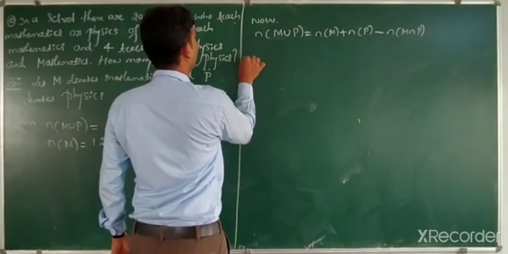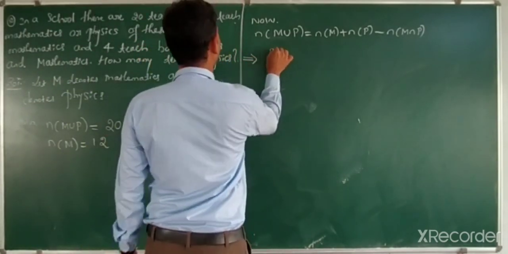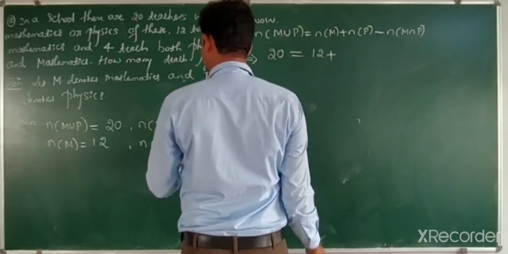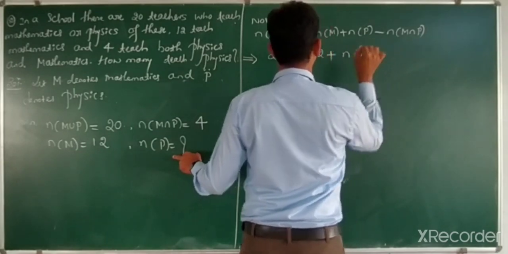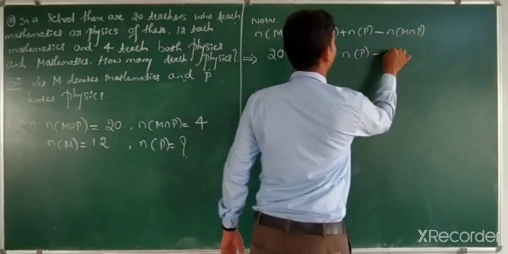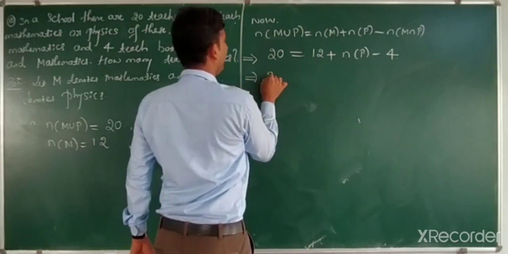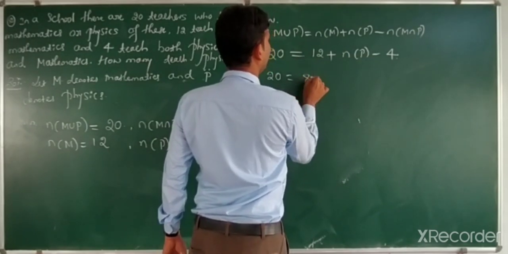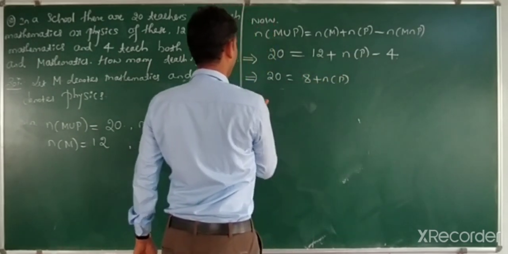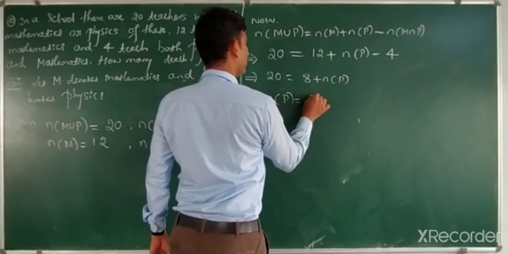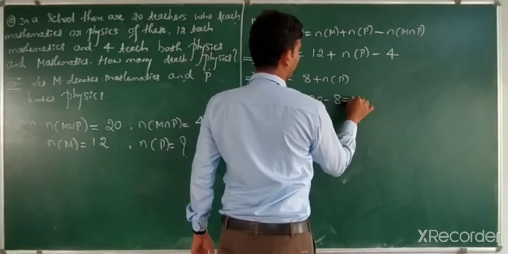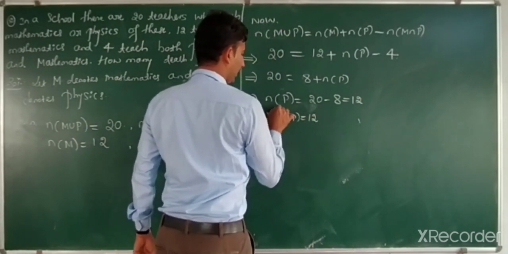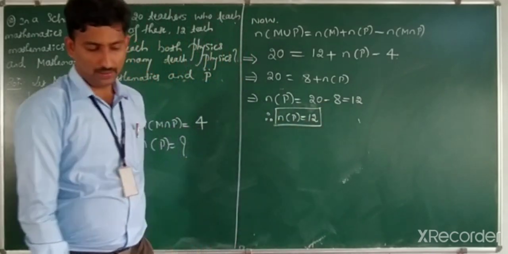P, which implies N of M union P is 20, which is equal to N of M, which is 12, plus N of P. There is a question mark, meaning we have to find N of P. N of M intersection P is 4, which implies 20 is equal to 16 minus 4, that is 12, plus N of P, which implies N of P is equal to 20 minus 8, which is equal to 12. Therefore, N of P is 12.